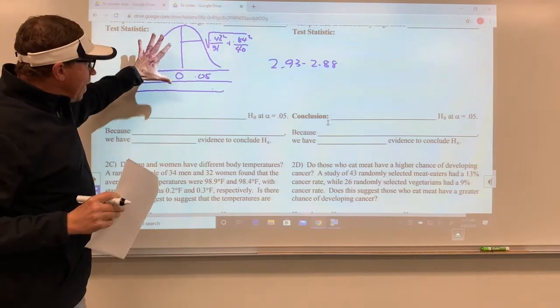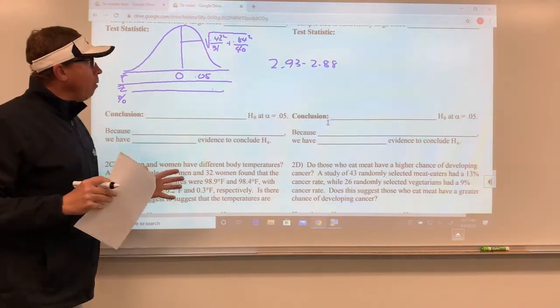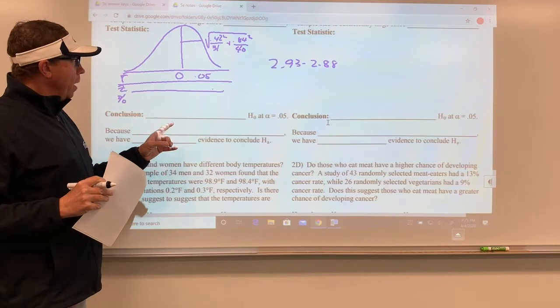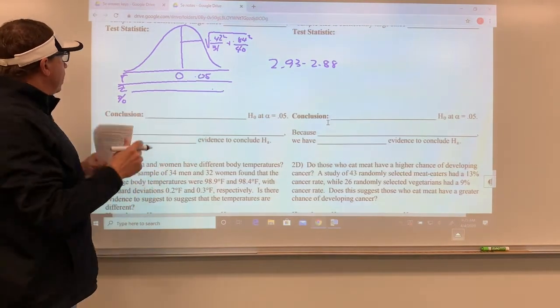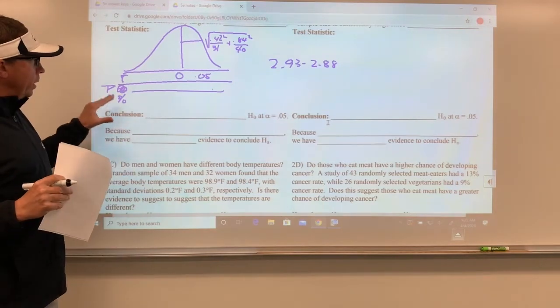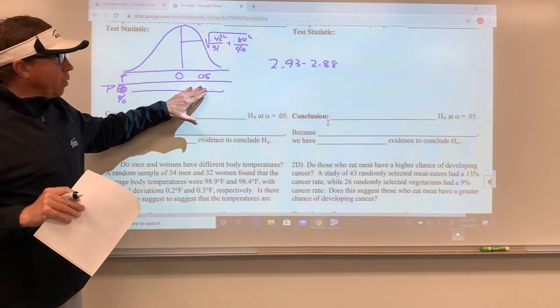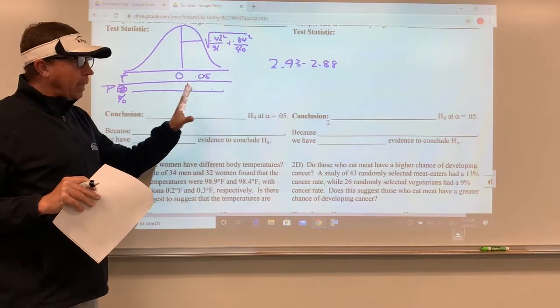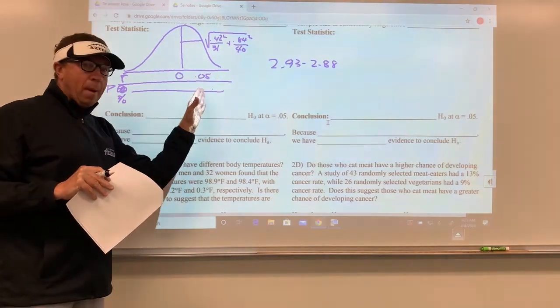So once you have that set up, you're going to go to your calculator, okay? And you're going to be able to calculate, it's not a z-score, it's a t-score. You're going to calculate a t-score and a p-value automatically from your calculator, okay? So I'm going to go to the calculator now. We're going to do that, and then we'll come back to this, okay?